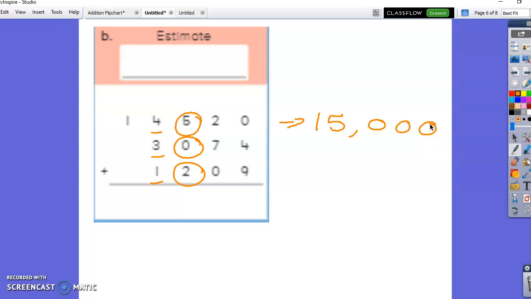Now your next one is 3,700. The 0 tells the 3, yo, you stay the same. So the same thing, you're still going to line up your digits, and this one becomes a 3,000. And then here you have your 1,209. The 2 tells the 1, hello, you stay the same. So that one just rounds to 1,000.